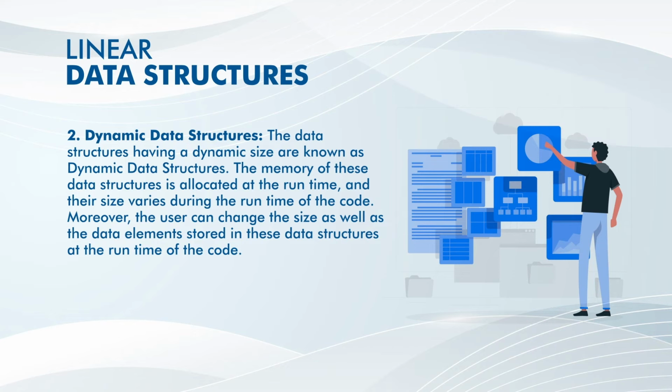The data structures having a dynamic size are known as dynamic data structures. The memory of these data structures is allocated at runtime, and their size varies during the runtime of the code. Moreover, the user can change the size as well as the data elements stored in these data structures at the runtime of the code. Linked lists, stacks, and queues are common examples of dynamic data structures.